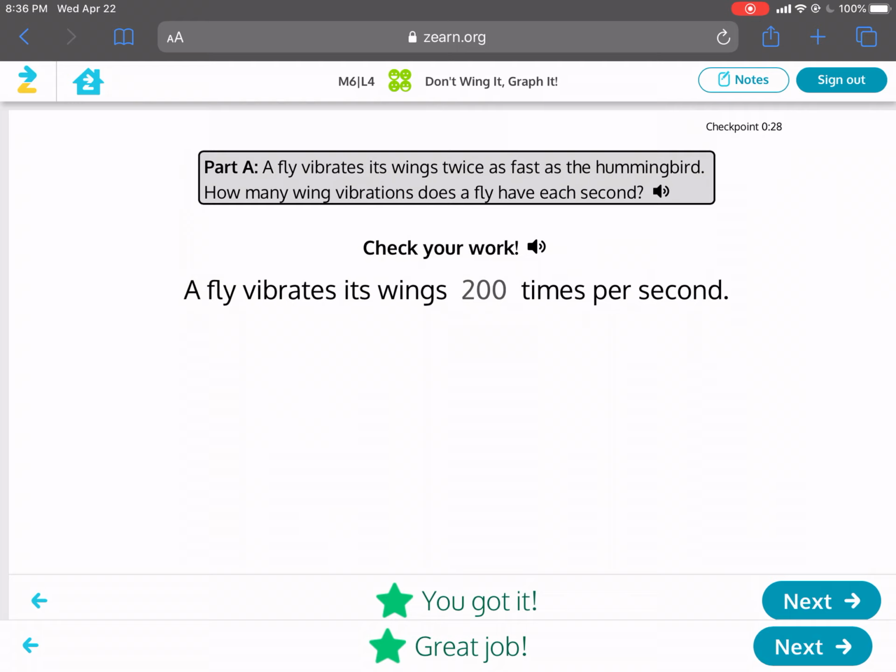A fly vibrates its wings twice as fast as the hummingbird. How many wing vibrations does a fly have each second? A fly vibrates its wings 200 times per second because we know that 2 times 100 equals 200. The hummingbird beat its wings 100 times per second. The fly is vibrating its wings twice as fast, so that is 200 times per second.